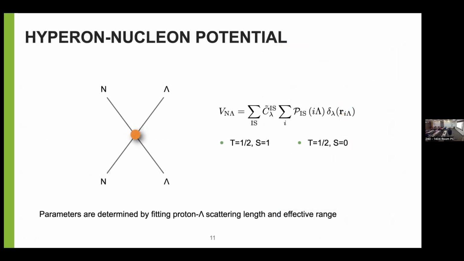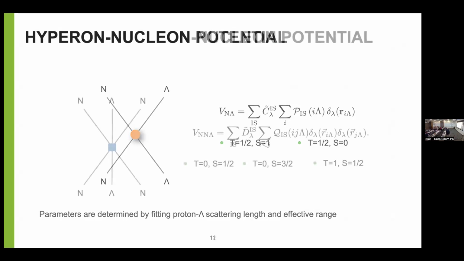But then let's go to the hypernuclear potential. We're using, again, a similar strategy. There is a projector on spin-isospin channels. In fact, there are two spin-isospin channels. And again, we fit them to reproduce the proton-lambda scattering lengths and effective ranges in these two channels. Again, there are two parameters there, the range and the coupling constant.